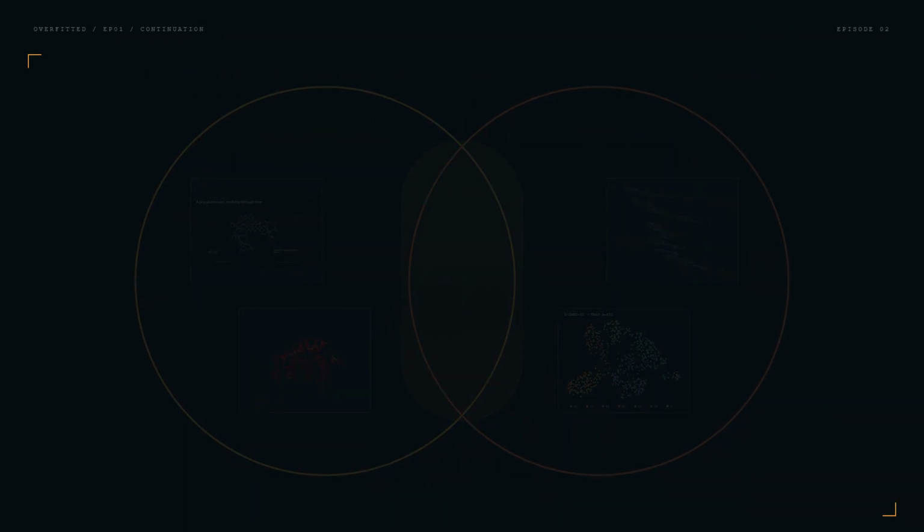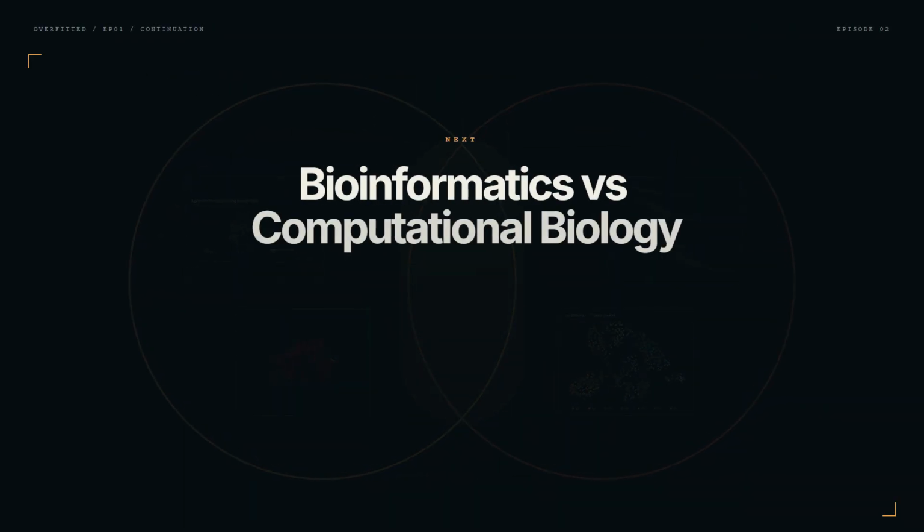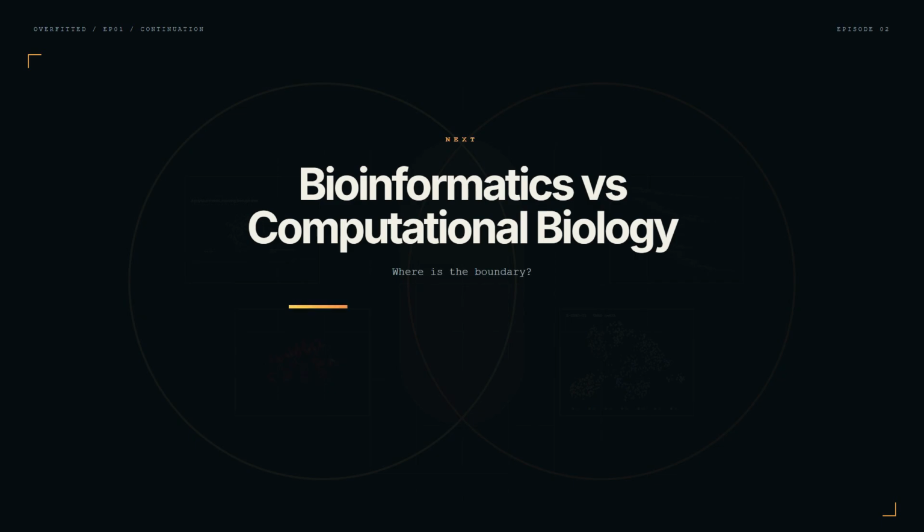So before we go deeper into statistics, algorithms, or machine learning, there is one question we should clear up. What is the difference between bioinformatics and computational biology? That's where we will start next.